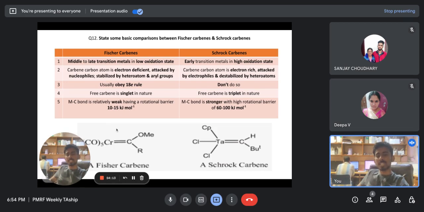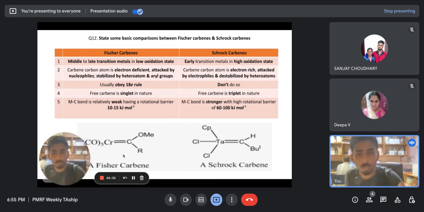Here you can see, as I have already stated, Fischer carbenes are singlet in nature, but Schrock carbenes are triplet in nature. And lastly, the most important difference between these two carbene compounds is in their metal carbon bond strength. I have not discussed it till now.